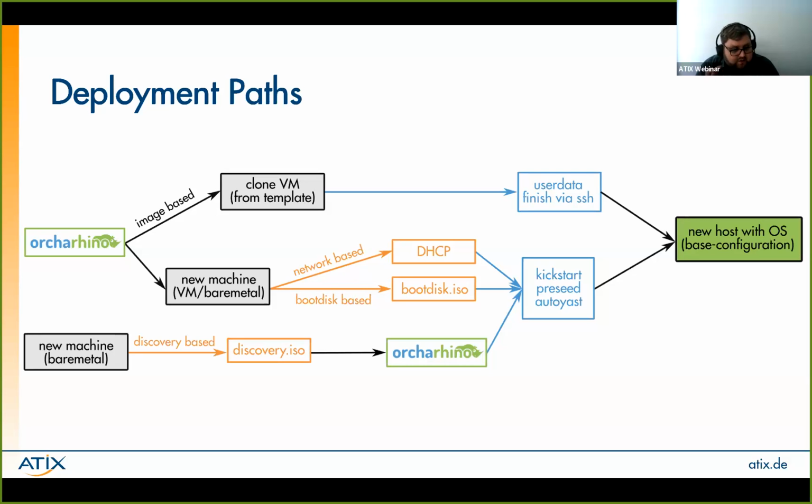This is the non-image-based path. What does this mean? Well, this means you want to create a new machine. This can be both a virtual machine or bare metal. And then you have to, well, provide the machine with its network configuration. This can be done network-based via a DHCP, so that the host gets the configuration from this server. This can be a DHCP you use externally or the one in Orcharhino.